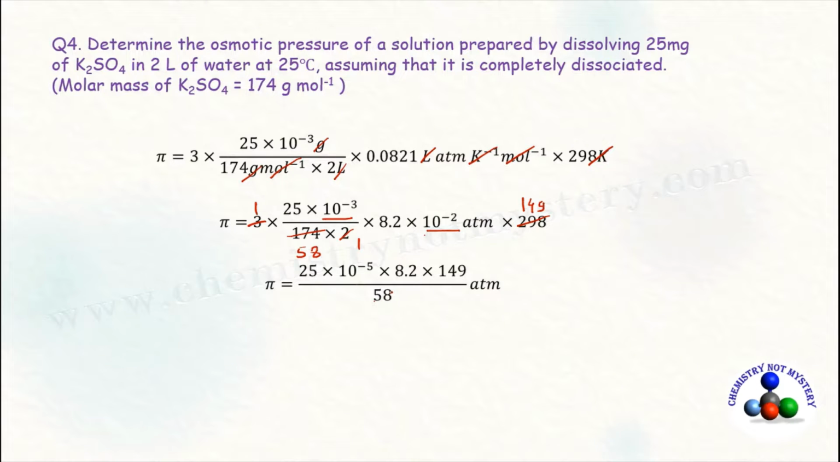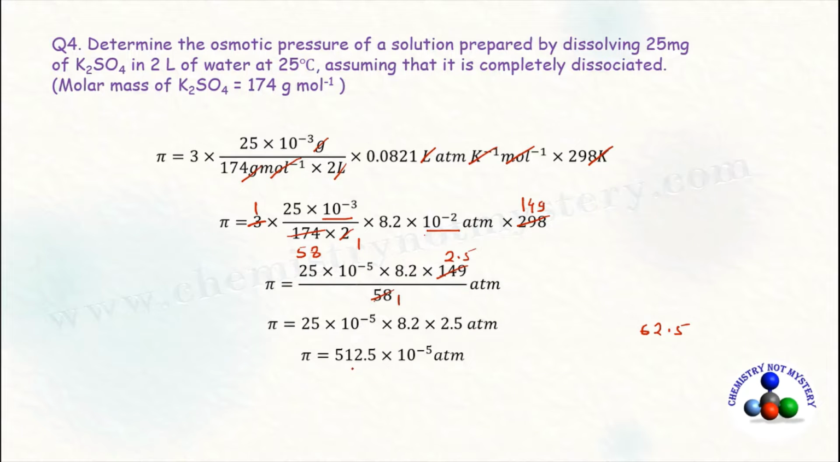Now divide 149 by 58. So here approximately you will get 2.5. When you multiply 25 and 2.5, you will get 62.5. And when you multiply 62.5 by 8.2, you will get 512.5 into 10 raised to minus 5 atmosphere. When you simplify it, you will get 5.1 into 10 raised to minus 3 atmosphere. And this is the answer for our question.